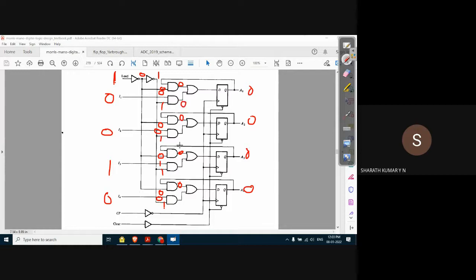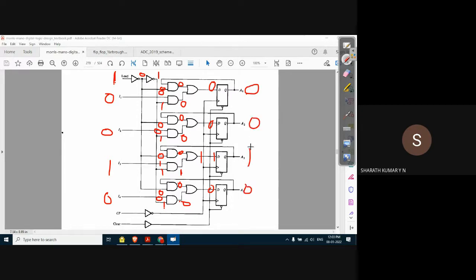This AND gate is 0. Here it is 0, but in this case it is 1. This output of the AND gate is 1. This is also 0. So because of this condition, the output of this OR gate is 1. That means this D input is 1. All other D flip-flop inputs are 0. Output now is equal to 0 0 1 0.